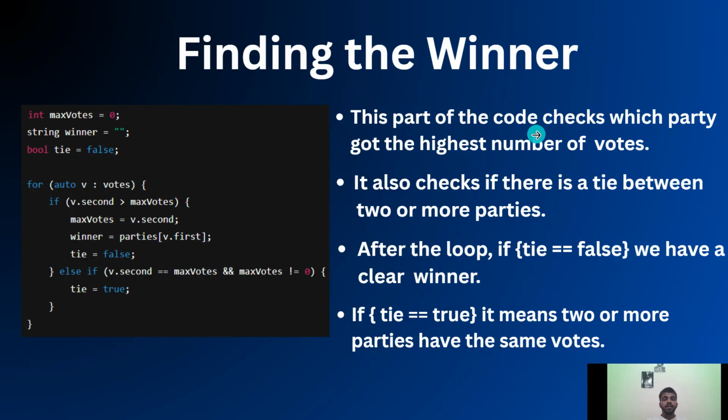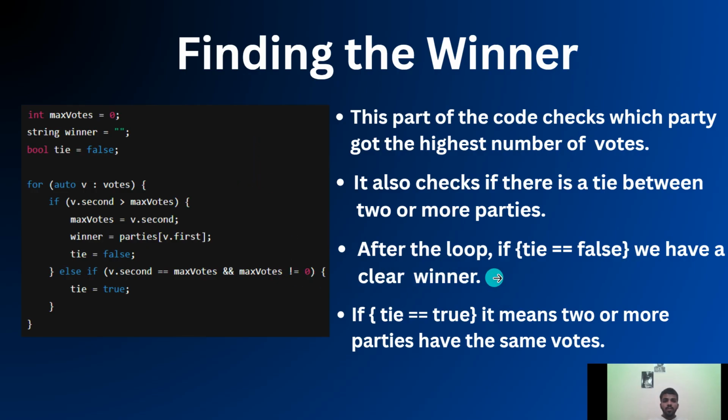Finding the winner. How to find the winner? It takes an integer maximum equal to 0, a string winner, and a bool tie equal to false and tie equal to true. In this part, the code checks which party got the highest number of votes. It also checks if there is a tie between two or more parties, that is, if two or more parties get the same votes.